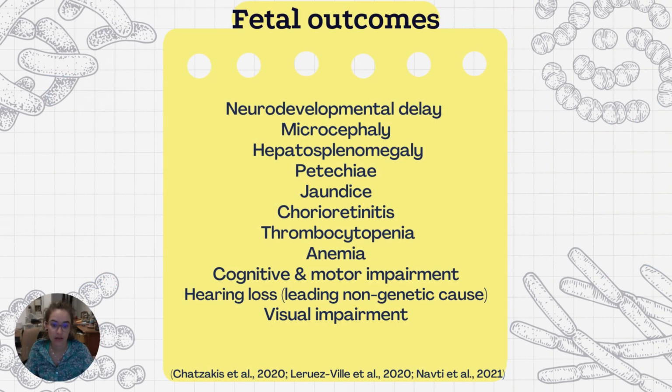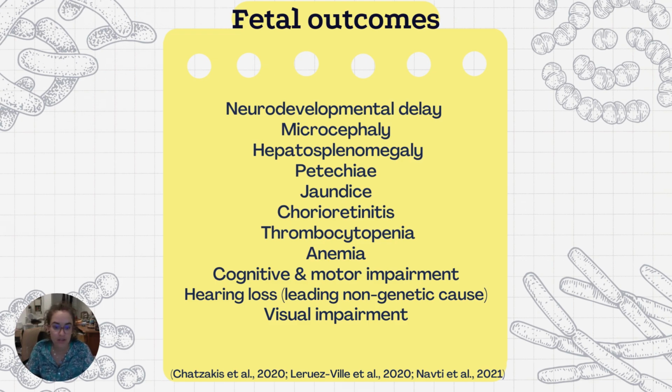So, taking a look at the outcomes seen in the baby from cytomegalovirus that are found through the child's development and upon birth, some are seen physically and some are more like neurodevelopmental delays, cognitive and motor impairment, microcephaly, hepatosplenomegaly, which basically means an enlargement of the spleen and liver.